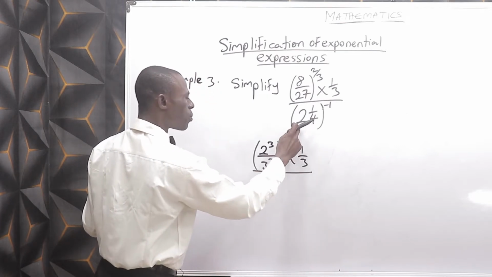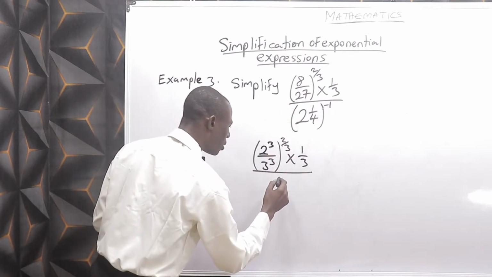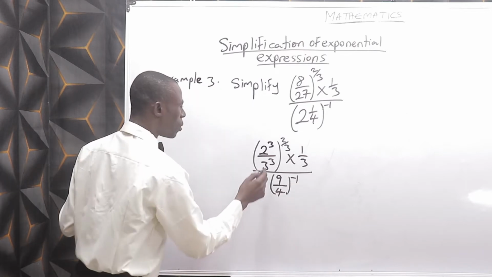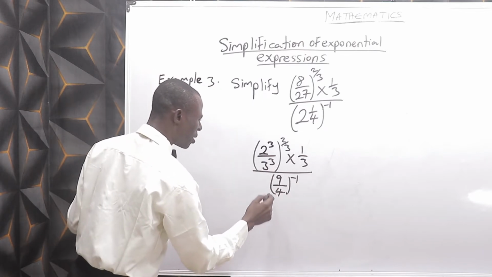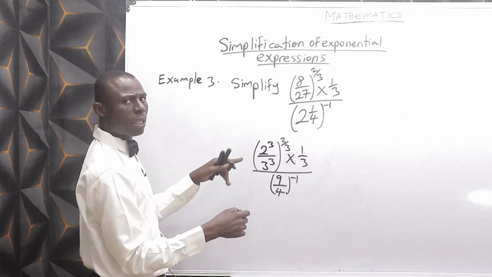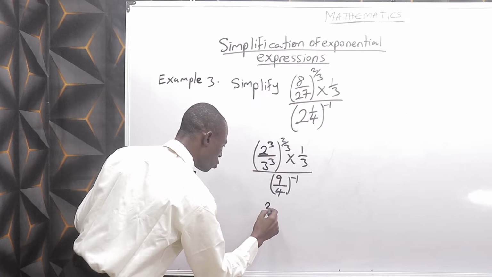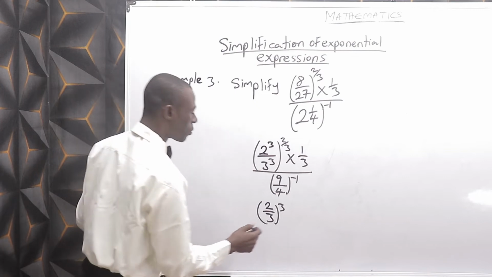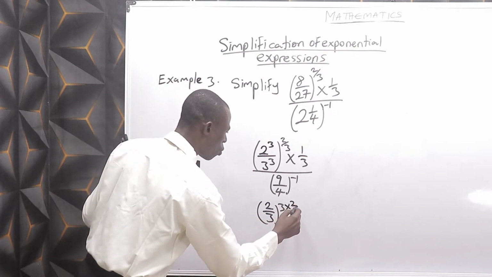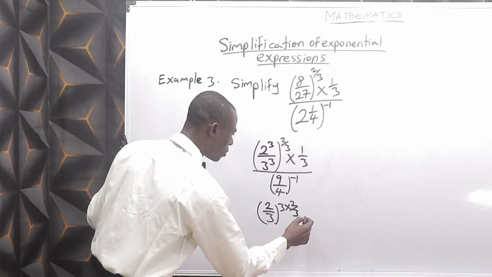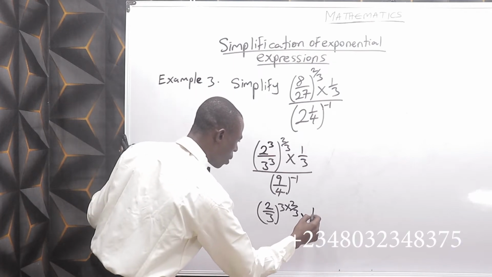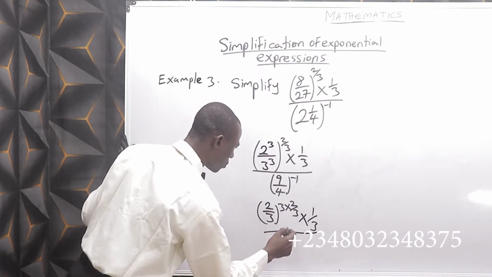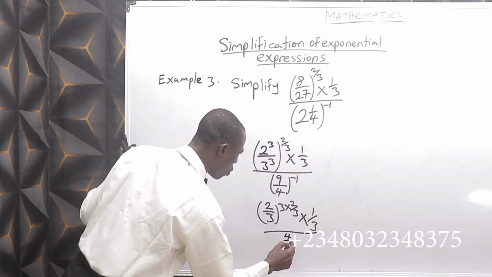Divided by 4 times 2 gives 8. Plus 1, that's 9 over 4. Raised to power minus 1. Looking at this, you can see that power 3 is common to the numerator and the denominator. So you have 2 over 3 raised to power 3 that is common to them times 2 over 3 times 1 over 3 divided by 4 over 9.